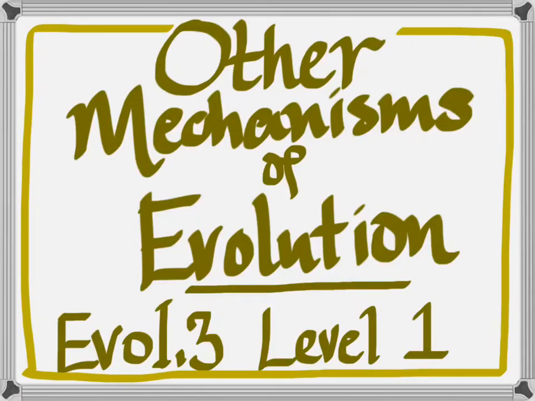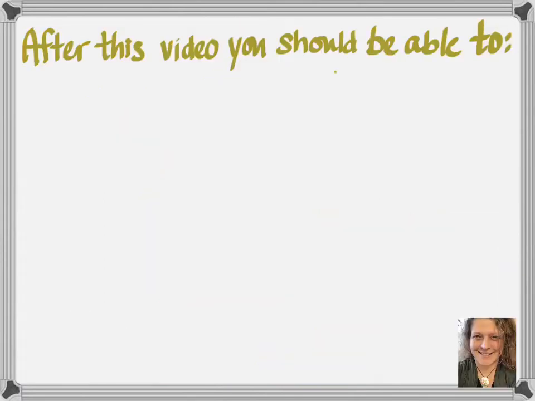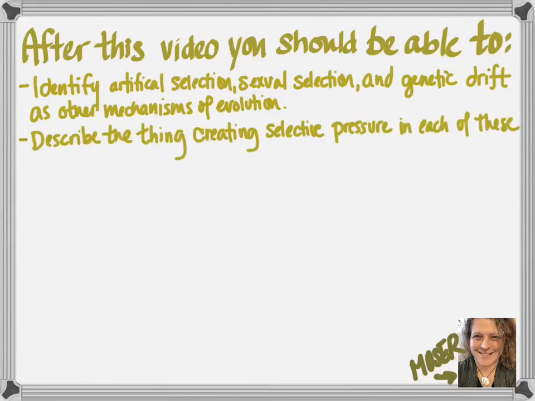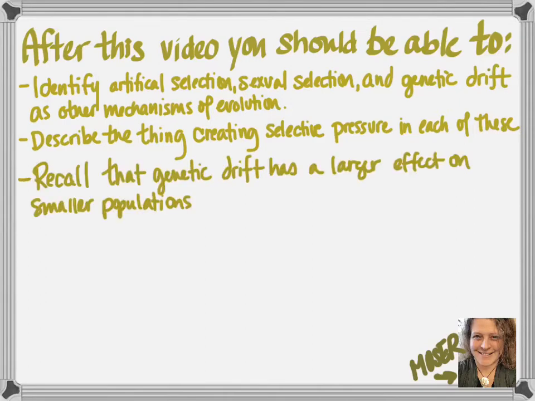Hey, what about the other mechanisms of evolution? It is me, Moser, again. And after this video, you should be able to identify artificial selection, sexual selection, and genetic drift as some of the other mechanisms by which evolution happens. You should also be able to describe the thing that creates selective pressure in each one of those.